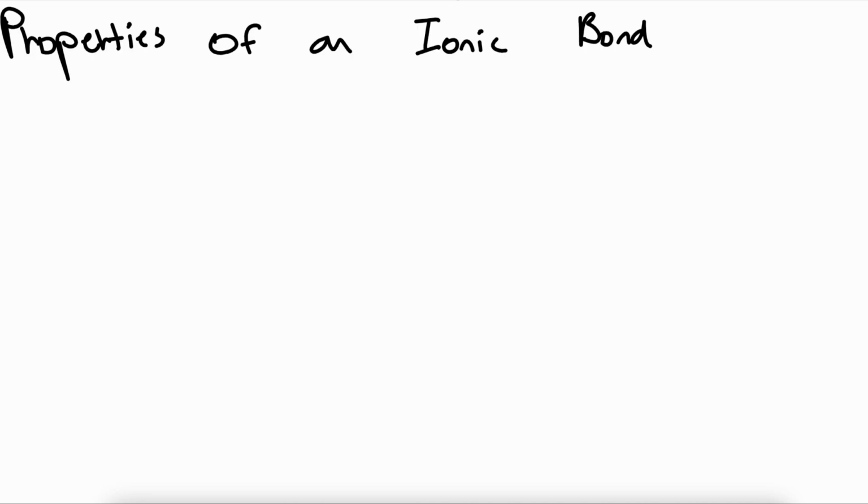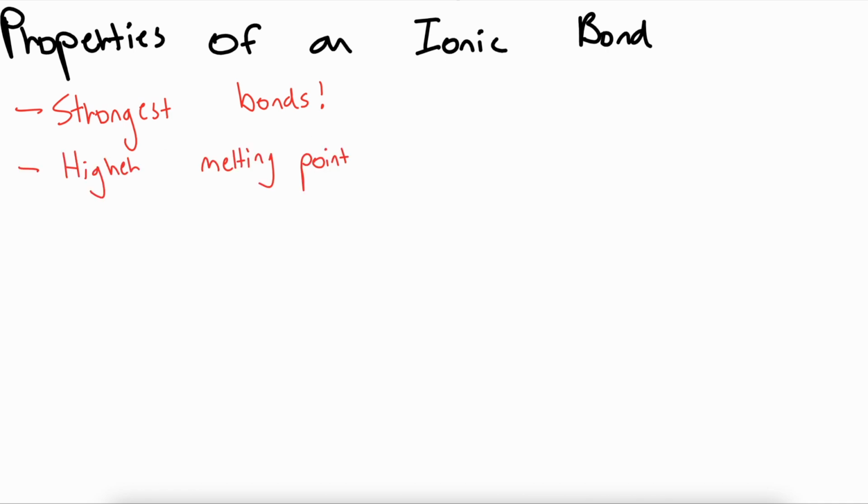Which brings up our final question of this video. What are the properties of an ionic bond? Because ionic bonds involve the full transference of valence electrons, they are the strongest out of the main three bonds, those being ionic, covalent, and hydrogen bonds. This means that ionic compounds will have higher melting points than compounds containing covalent or hydrogen bonds, as the ionic bonds will take more energy to break.